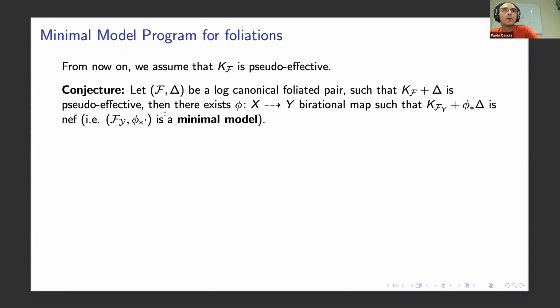So we are looking for minimal models of foliations. And this is, if we really hope to find a moduli functor for foliations, something we need to go through. At least if we want to imitate the construction of the moduli space for varieties after Kollár and Shepherd-Barron, this is something we need to go through.